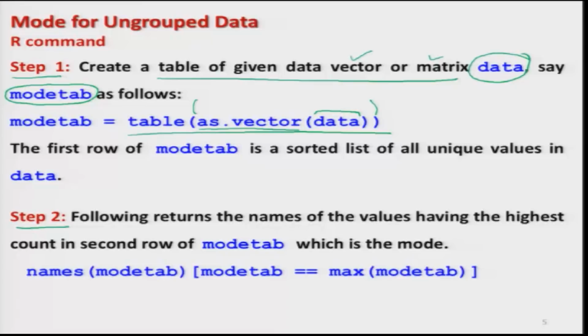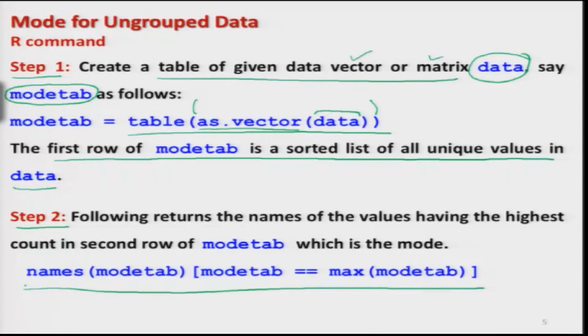I will show you later, but here I can tell you that whatever the outcome of this command is, the first row will be a sorted list of all the unique values in the data vector. Now after this you have to apply one more command. I am writing here names, then inside the arguments you have to write the data that you obtained in the first step. This data is called mode tab.